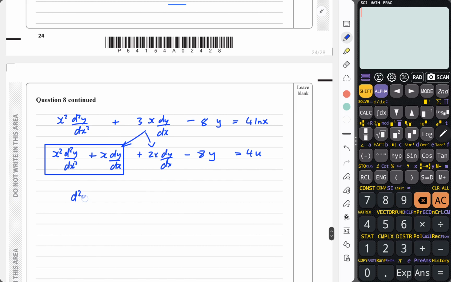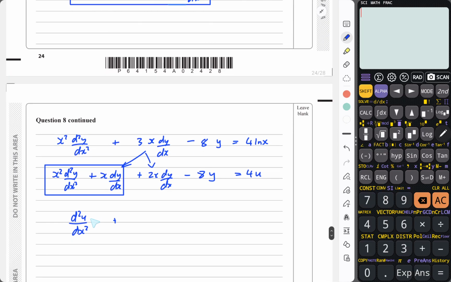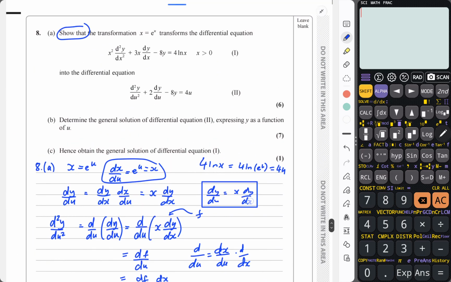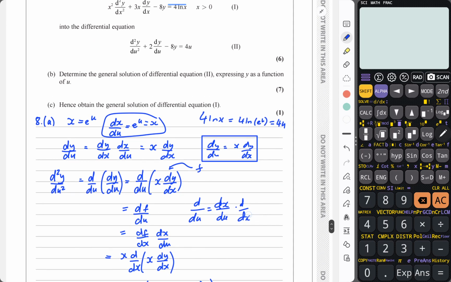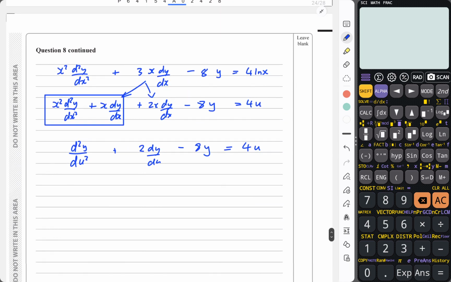So this then becomes d²u/dx² plus 2x dy/dx, and that is just 2 dy/du. Sorry, this should say d²y/du². And then that's minus 8y is equal to 4u, which is what we've been asked to show. And then part B is to determine the general solution expressing y as a function of u.